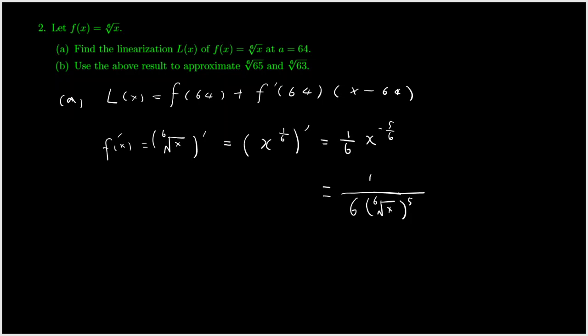You are looking for the value of the function at 64. You are looking for this number, right? You are also looking for the derivative of the function at 64. After differentiating the function, it's easy to figure out the two values. So the value of the function at 64, you can do this mentally, right? It's the 6th root of 64.